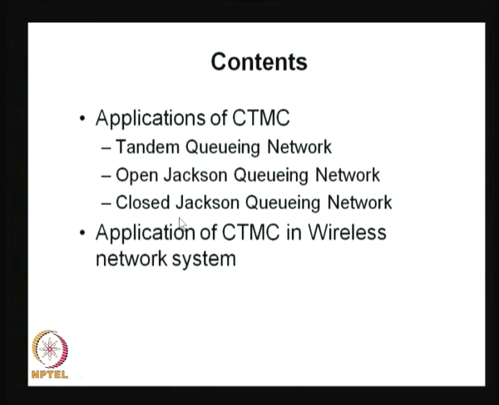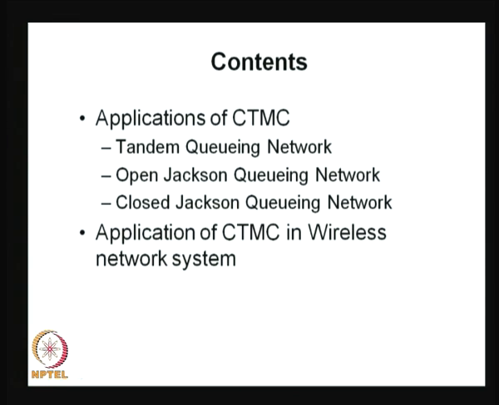in all the simple Markovian queues, the underlying stochastic process is the birth death process. The study of queuing networks is going to be a very vast area. So, we are going to cover here only very simple queuing networks. The first one is a tandem queuing network. Then we are going to discuss the open queuing network, or we can say the open Jackson queuing network, and also the closed Jackson queuing network. Then followed by that we are going to discuss the application of CTMC in performance analysis of wireless network systems. If time permits, I will do it in this lecture, or I will go to the next lecture.